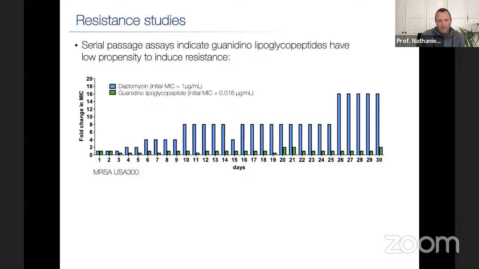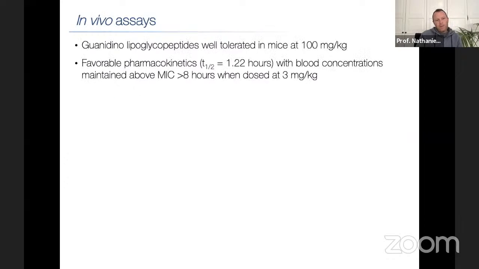Also, big props to the PhD student, Emma, who did this experiment. This involves exactly what you might assume: the PhD student comes in every day for 30 days, weekends as well. So it's a real dedication to getting this kind of result. Kudos to Emma. So with these promising in vitro data and resistance studies, we then moved on to actually evaluate these compounds in vivo in an established mouse model.